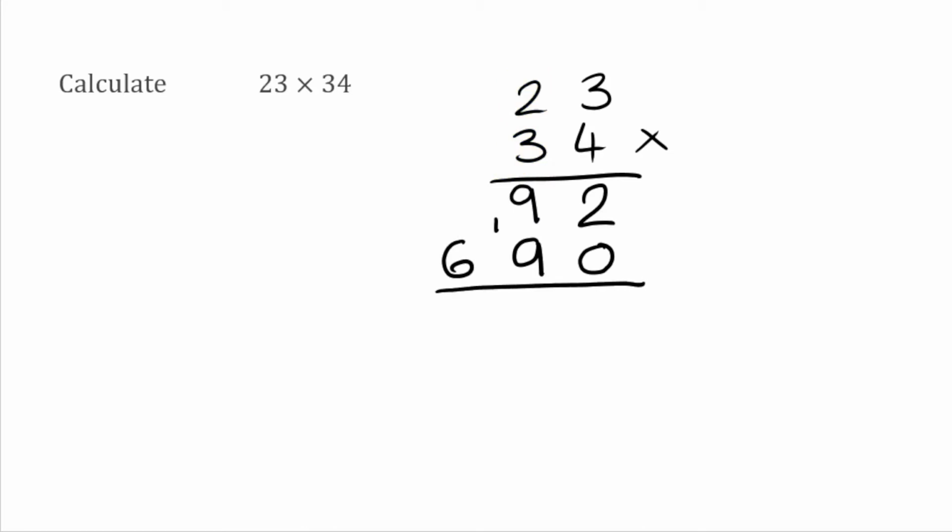So now with these 2 rows of numbers, I simply have to add them together. So we have 2 add 0, which is 2. We have 9 add 9, which is 18. So I put the 8 here, carry over the 1. And then we'll have 6 add 1 is 7. So our answer to this question is 782.